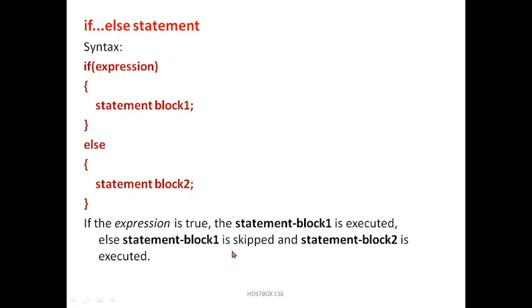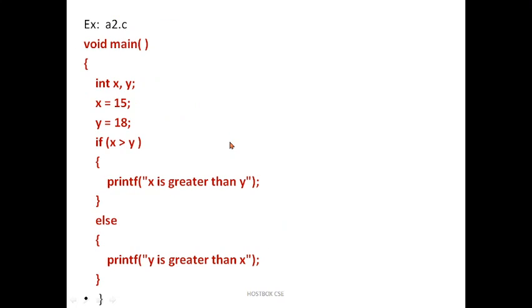If the expression is wrong, what happens? It skips the if block and goes to the else statement. What does the else statement show? It will go and print on the screen. Let's go to an example here. Let's take the program called a2.c, using the if else statement.